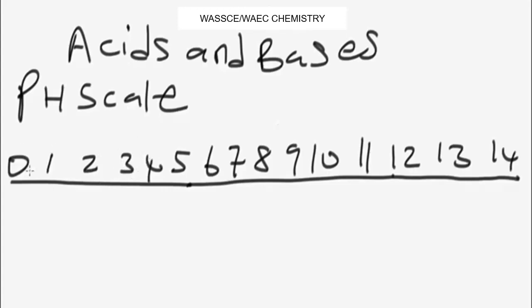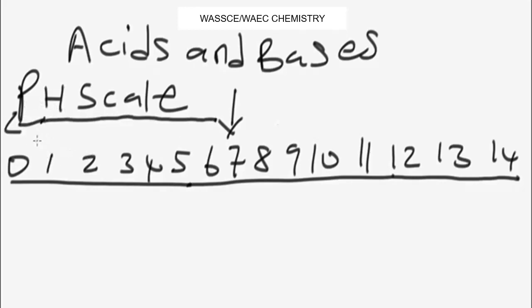Now let's look at how to determine the measurement of the pH scale for acids and bases. In this pH scale, note that the lower the scale, the more acidic the solution is. This is the neutral point. A pH of 7 shows that the solution is neutral. It's neither acidic nor alkaline. If we are proceeding from 6 to 0, this shows that the solution is acidic.